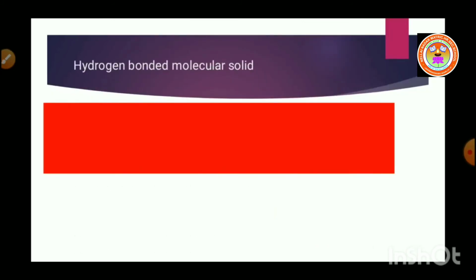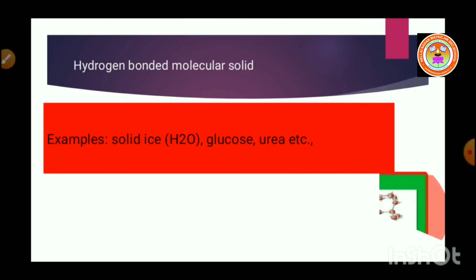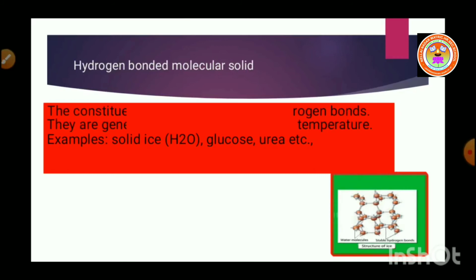Next one is hydrogen bonded molecular solids. What are hydrogen bonded molecular solids? The constituents are held together by hydrogen bonds. They are generally soft solids at room temperature. What are the examples of hydrogen bonded molecular solids? One is solid ice, another one is glucose, and the third one is urea. This is a structure of ice.